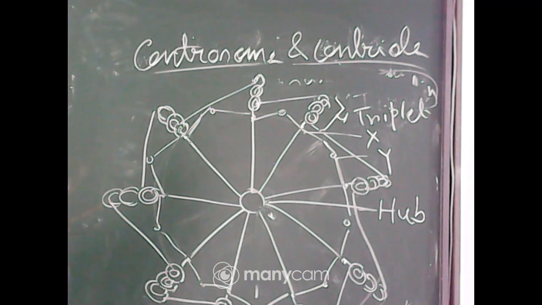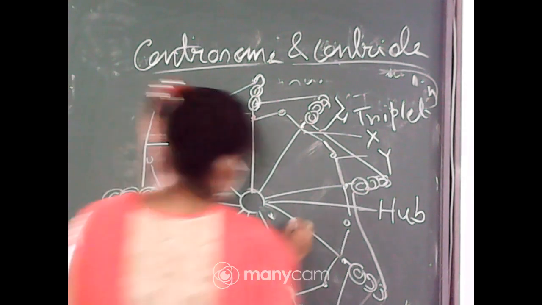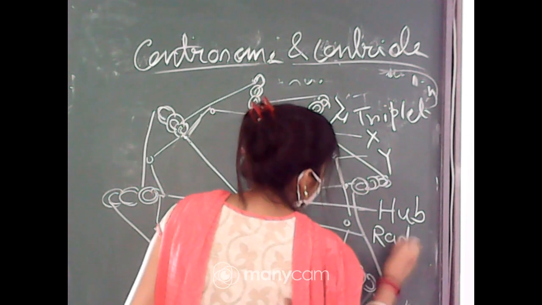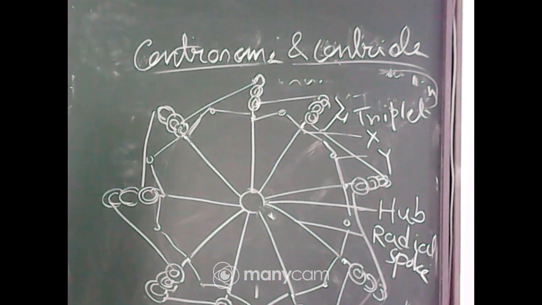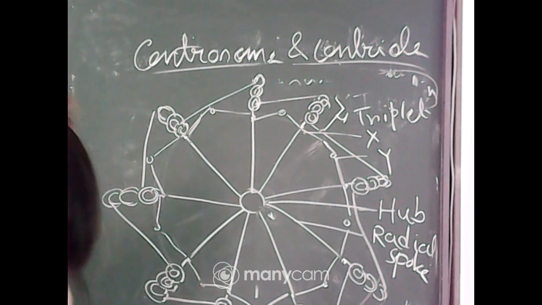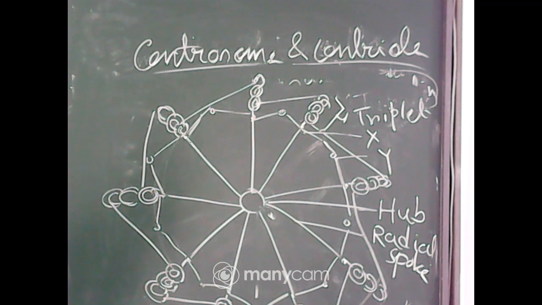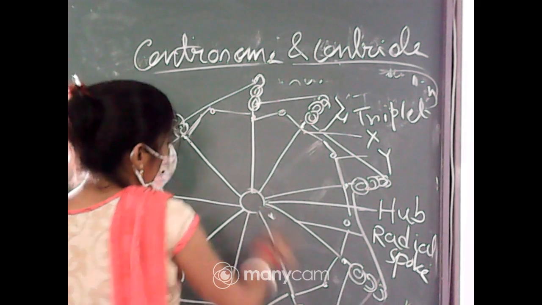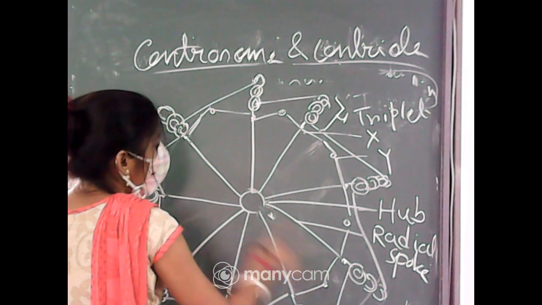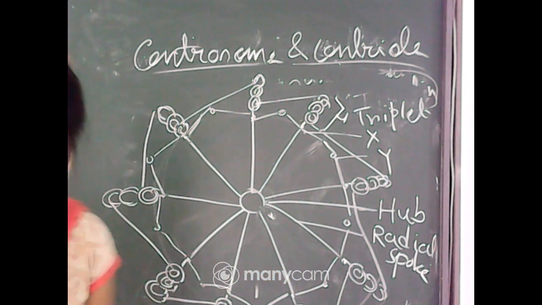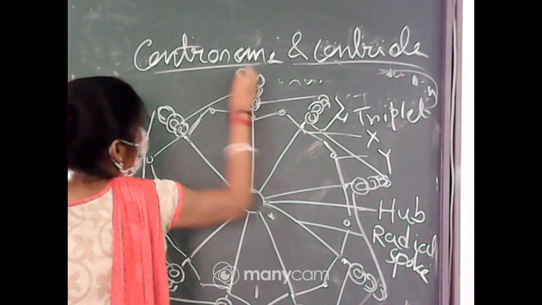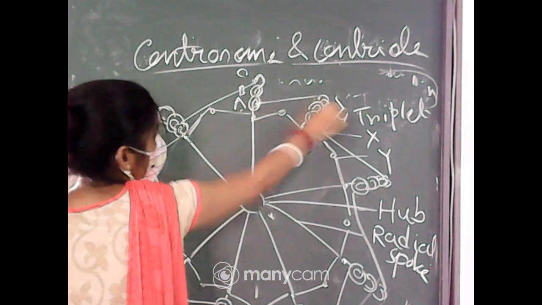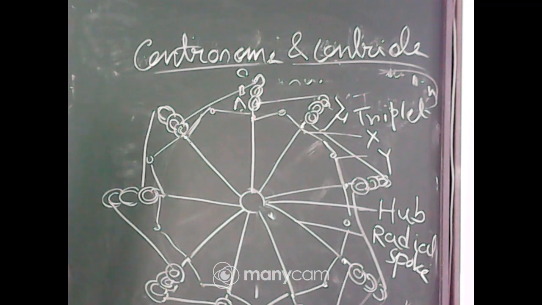In that hub, some radial spokes can be found. This structure is called the radial spoke. That means from the hub, proteinaceous strands called spokes radiate towards the periphery. Clear? And you can see there is a connection between A and C triplet tubules, which is called the AC linker.